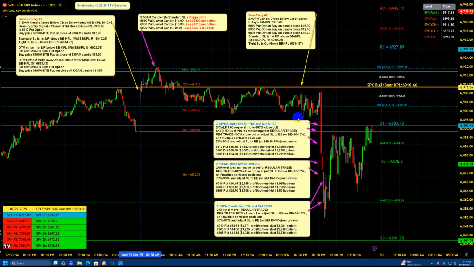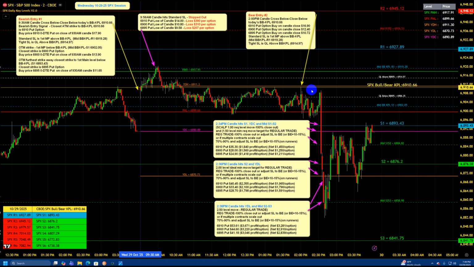Okay, so here is the 2 p.m. candle. This candle here is the interest rate decision candle. As you can see, we went all the way up to the bull bear key price level. It was just short of the YDH level.